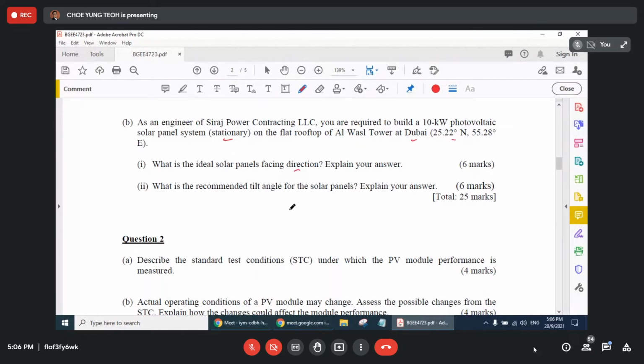Okay, what is the recommended tilt angle for the solar panel? Explain your answer. So for this case, now you need to have an angle. Just now you just referred to a direction, but what angle would be the best? So for this case, you should refer to the lecture note. I think there is somewhere in the lecture note.